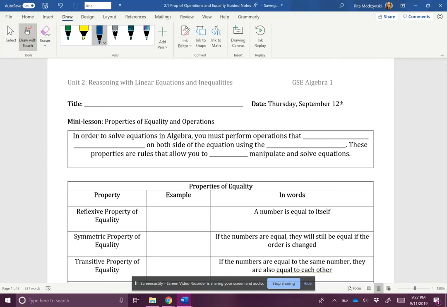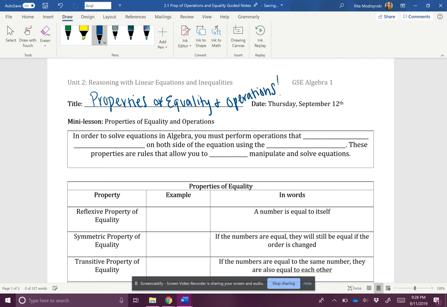This video is over properties of equality and operations. That is our title for today. So we have properties of equality and operations. And you have used these a lot, but you just haven't formalized the names for them.